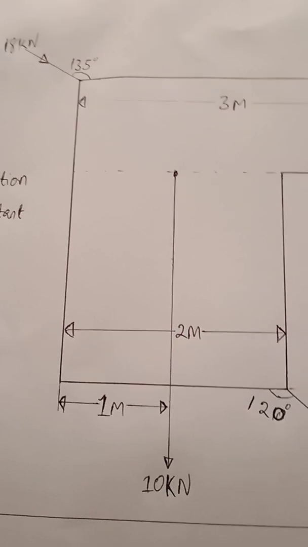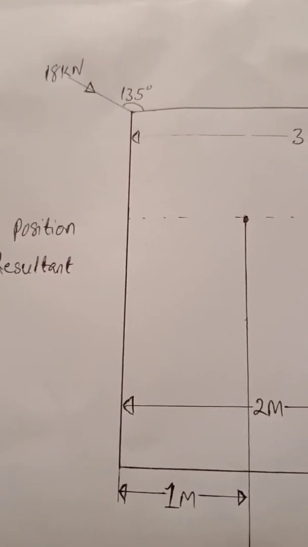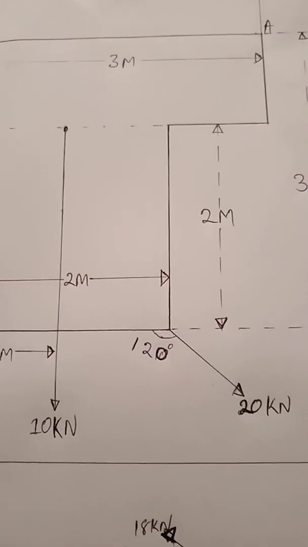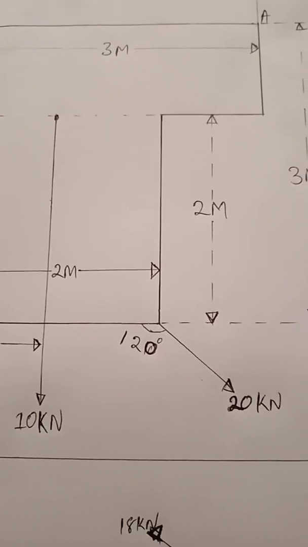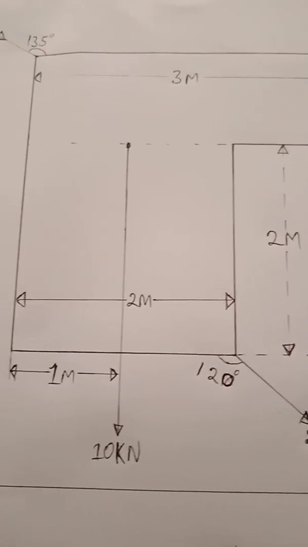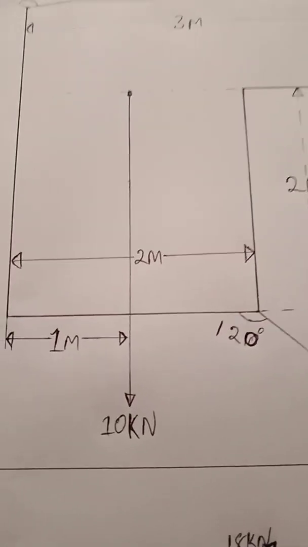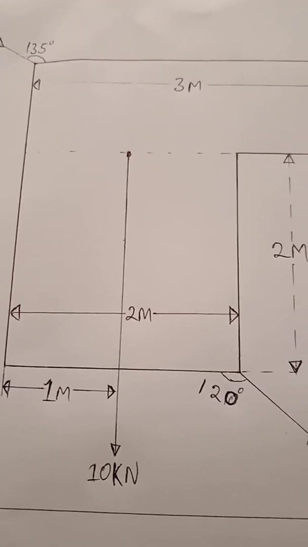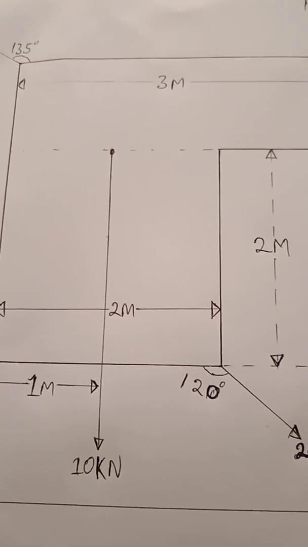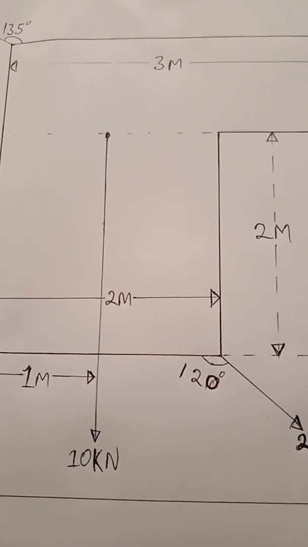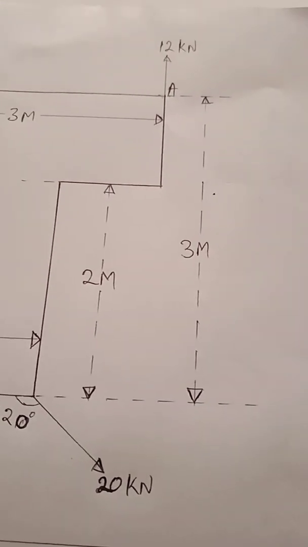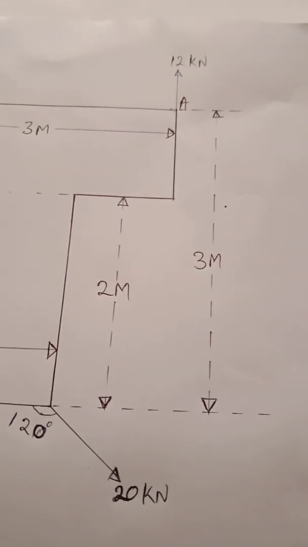We have 18 kilonewton acting at 135 degrees from the horizontal. We have 20 kilonewton acting at 120 degrees, also from the horizontal, downward. We also have 10 kilonewton coming directly from the center of the shape, acting downward. Then we also have 12 kilonewton at the point A acting upward.